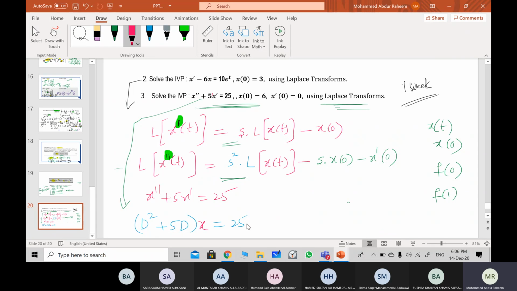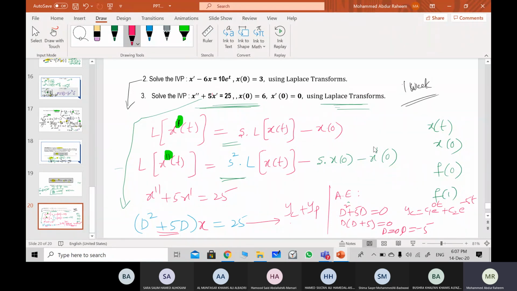This and this are the same, and we know how to solve this: yc plus yp. For yc, the auxiliary equation, from chapter 4, D squared plus 5D equals 0, so D is 0 and D is minus 5. yc equals c1 e to the power 0 t. Why do I use t? Actually x is already there, so I should not use x; I should use some other variable. Plus c2 e to the power minus 5t, like that.